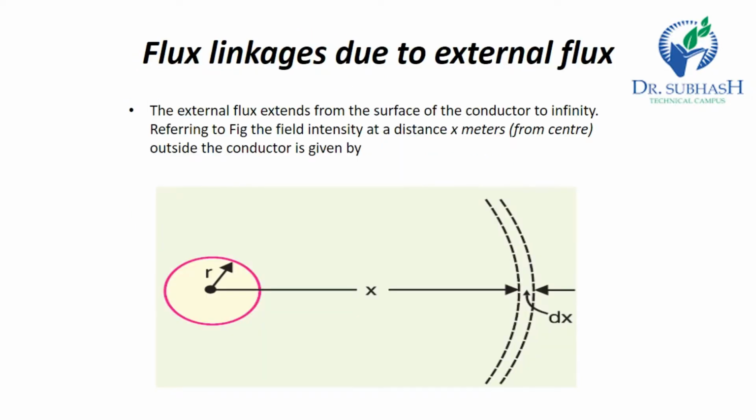Now let us calculate the flux linkage of the conductor due to external flux. The external flux extends from the surface of the conductor to infinity. Referring to the figure, the field intensity at distance x meter outside the conductor is given. Here r is the radius of the conductor, and at distance x from the center we consider a small part dx. Now we have to find the flux linkage due to this external flux.